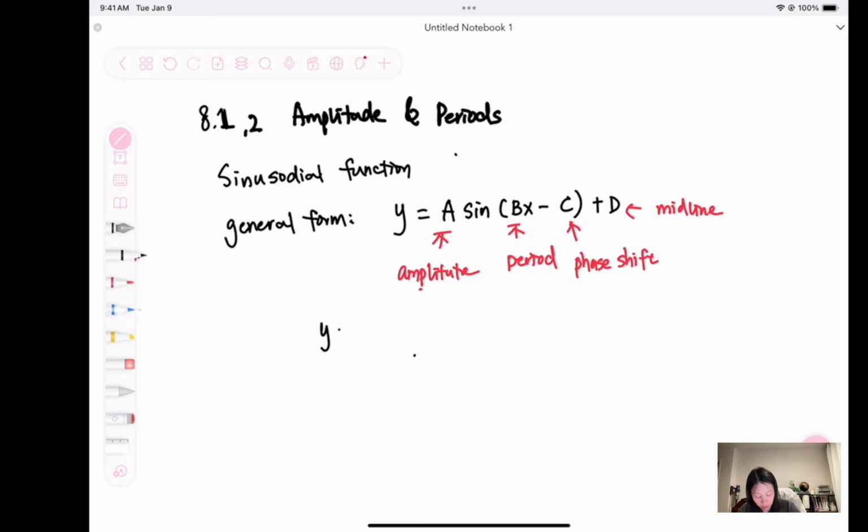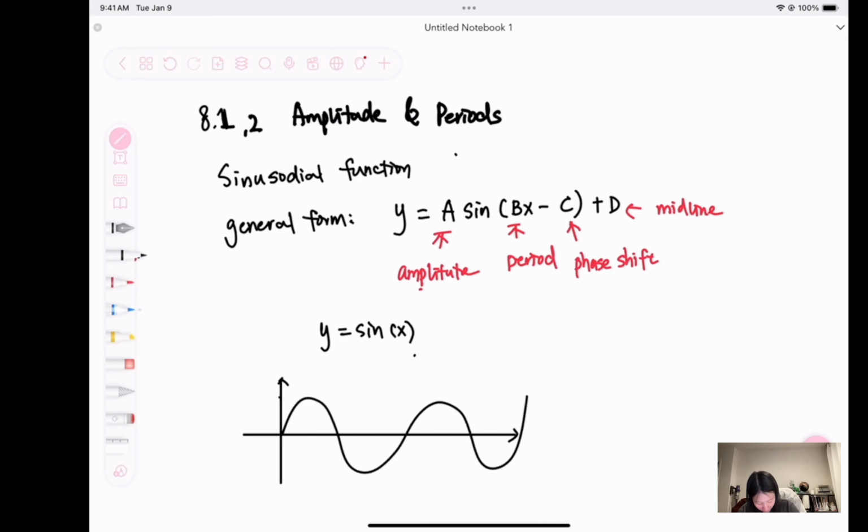For example, a very simple sine function, sin x, looks like this. The highest point is 1, and here are pi and 2 pi. We know that for the general sin x function, the amplitude is equal to 1. That means the oscillation goes from 1 to negative 1, how far away it is from the midline. The midline is the x-axis, which means y equals 0.